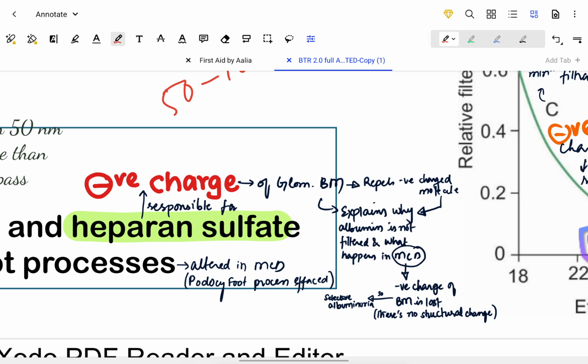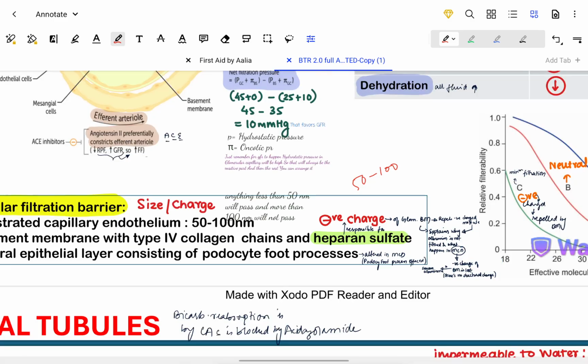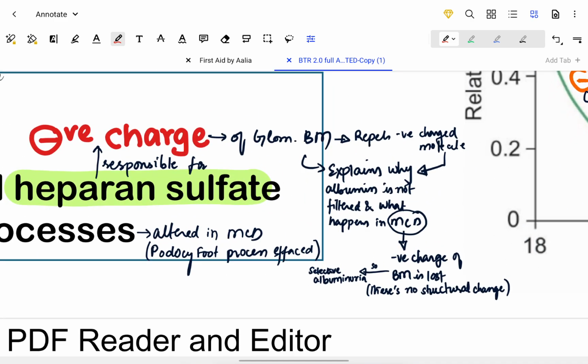What happens in minimal change disease? There is a problem in the basement membrane, so it is no longer repelling negative charges. There is no structural change, but the negative charge is lost. So there will be selective albuminuria. The albumin which was being repelled earlier by the heparan sulfate is no longer repelled.